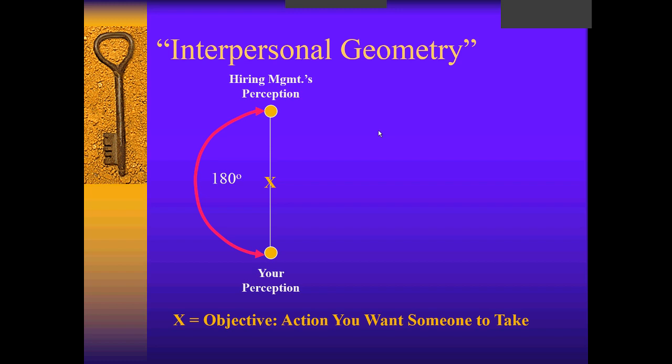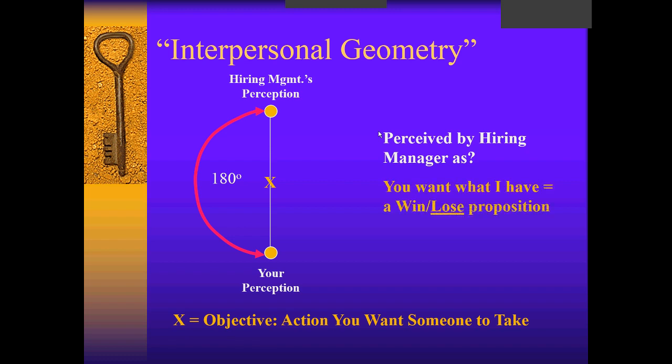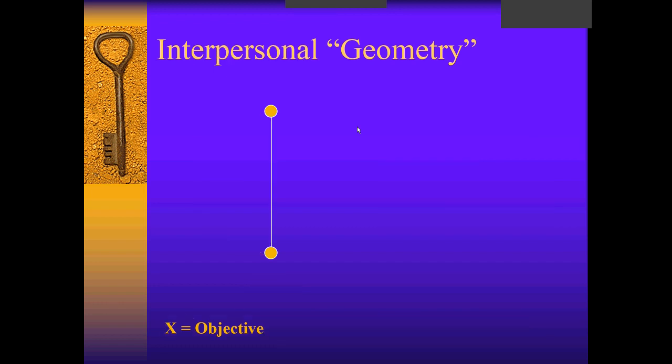Because of that separation and the way this is structured in normal communications, it's perceived by the hiring manager as, you want what I have, I don't have to give it to you, therefore it's a win-lose proposition for you, the person looking for the job. The objective we want to move to, of course, is a win-win proposition. So here's what we do. Instead of leaving the X on the line, let's take the X and move it off the line and create a triangle.